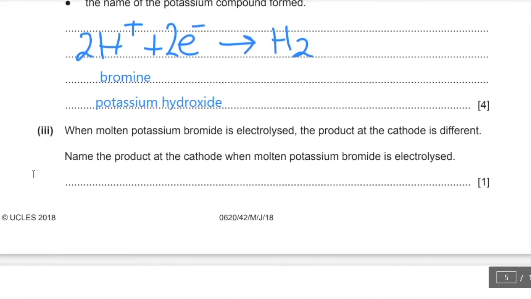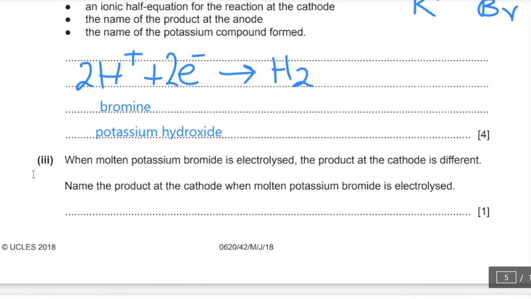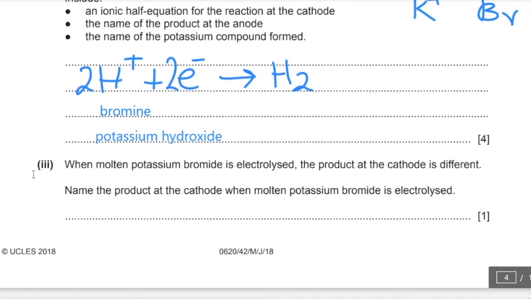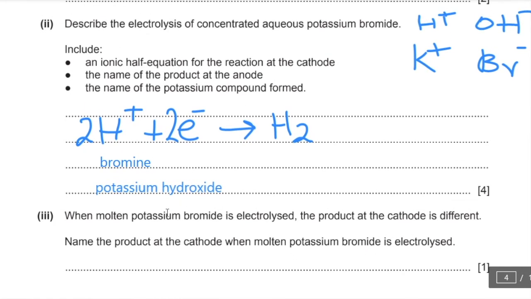3. When molten potassium bromide is electrolyzed, the product at the cathode is different. Name the product at the cathode when molten potassium bromide is electrolyzed. Alright, so cathode, being the negative electrode, attracts the positive ions. In this case, when it's molten, there are no hydrogen ions. There is no choice for the potassium ions to be there. They are always going to be discharged at the cathode when there are no hydrogen ions, since they are the only positive ions, or cations.